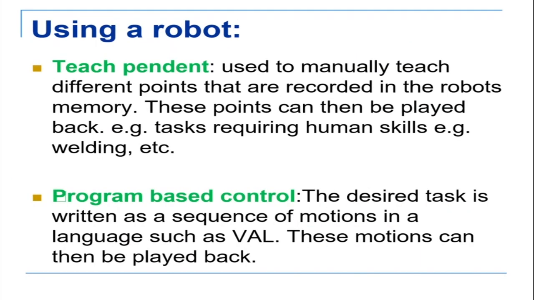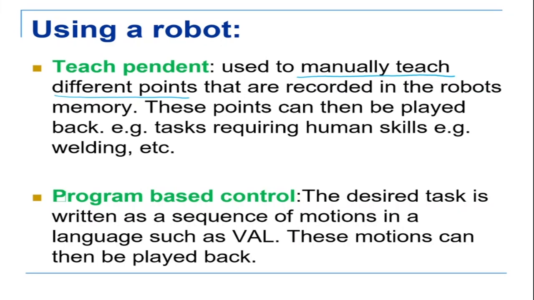Now, we can program a robot by using these two methods. One is a teach pendant. The teach pendant is used to manually teach the robot. And what are we teaching the robot? Basically, a robot moves from point to point. So we are basically teaching different points to the robot.